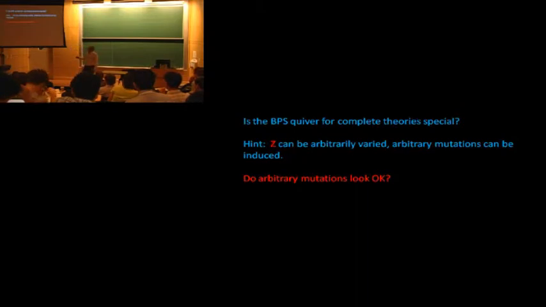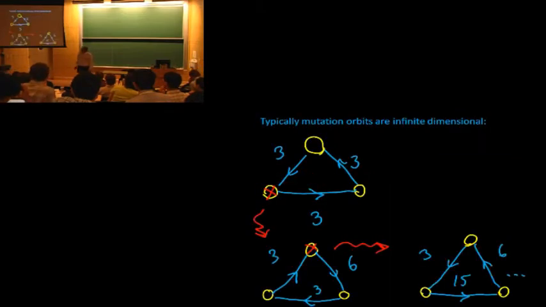Therefore, the question is, do arbitrary mutations look okay in these theories? Well, let's study what happens when you take mutations. Suppose you take this quiver with three nodes and three arrows between each pair of nodes in the way I've indicated. And suppose you do mutation, let's say, on this node. And this corresponds to reversing the direction of these two arrows and changing this degeneracy by 3 times 3, which is 9, going the other way. So the net number being 6 going this way.